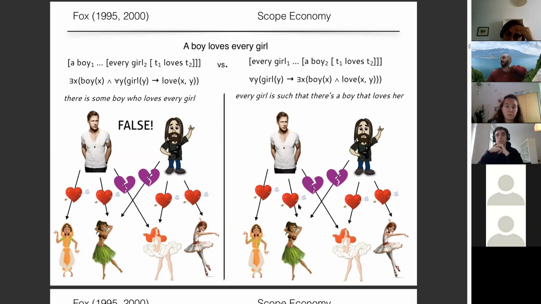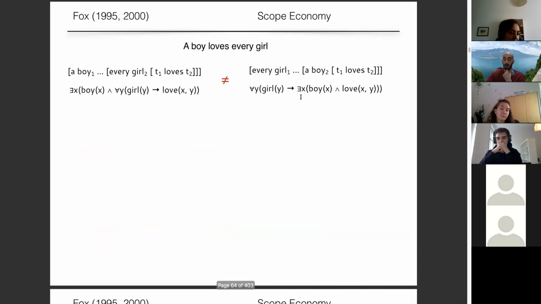I see a thumb. Yes. Nice. So this sentence is true. Right? So, big problem. We just found a context in which the same sentence in two different scope configurations gives rise to different interpretations. In particular, in this particular context, this sentence would be false and this sentence would be true. Okay? So, these two scope configurations are not equivalent.